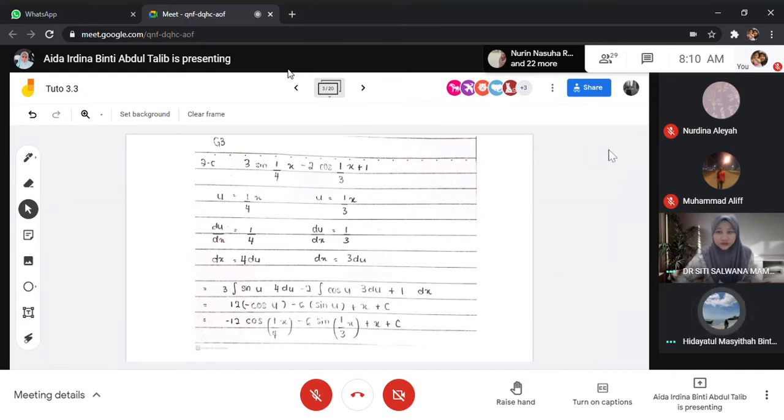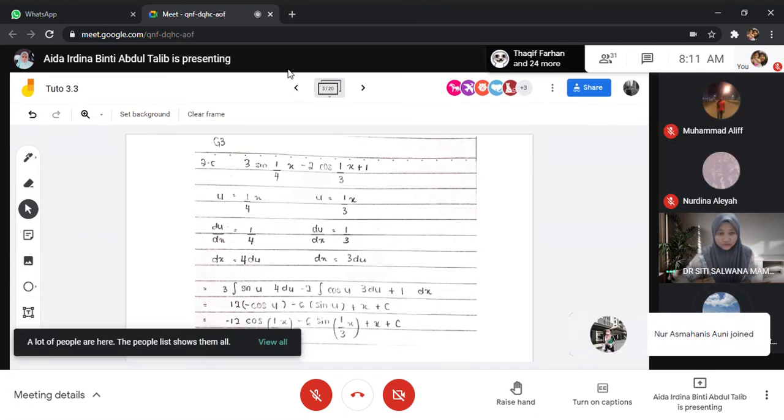Saya doktor. Yes. Okay, soalan dia 3 sin 1 over x minus 2 cos 1 over 3x plus 1. So, saya biar let u 1 over 4x, differentiate dia du dx, dapat 1 over x. So, kita nak dx, so kita dapat 4 du. So, saya bawa keluar 3 tu, integrate sin u, dx tu kita ganti dengan 4 du. Tolak, 2 tu saya bawa keluar. And cos u, tapi u kat sini kita ambil u baru.